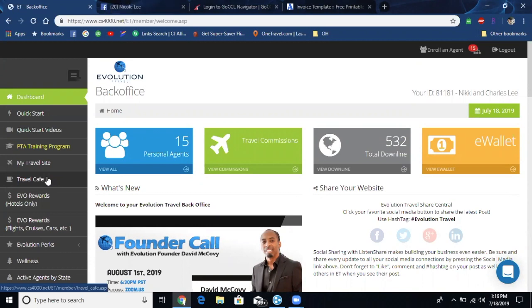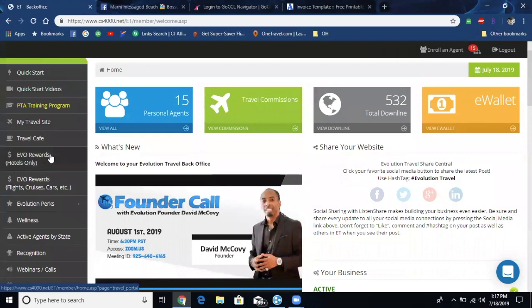Okay, so with that being said, there are companies in Evolution Travel that we can really take advantage of and add commission to because they are net rates. They are lower than the general public, okay? This one here is Evo Rewards Hotels. This is Evo Rewards Flights, Cruises, Cars, etc. And this is Evolution Perks, okay? So we have 3 tabs here, and those 3 tabs you can absolutely add commission to. And then we have one more additional one in the Travel Cafe. I will show you that one as well.